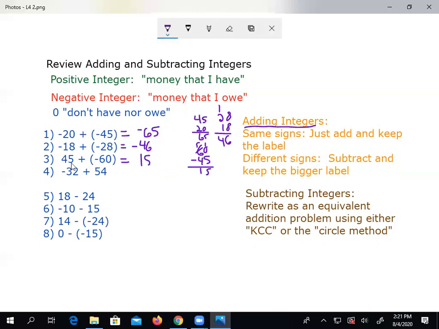So notice that I only had $45. That's only going to remove some of my debt. I'm still going to remain in debt. So the bigger label has to still remain. So it's going to still be, I owe $15.